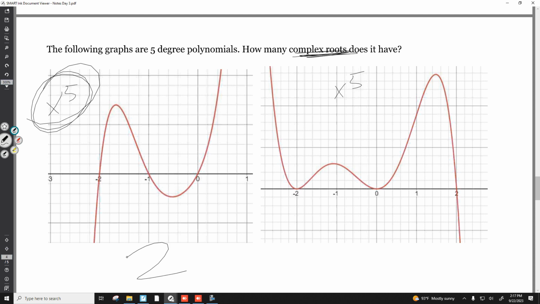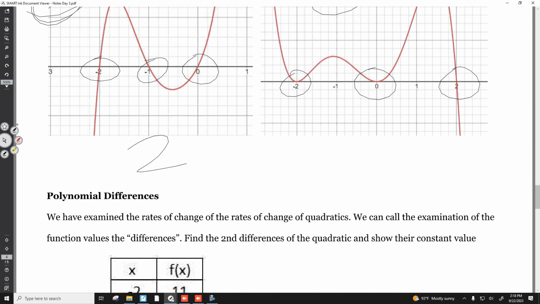You can see 3 real roots. You can see their multiplicities are 1 because we are not slowing down as we pass through. That means you have to have 2 complex roots to give you your x to the 5th. You can see a double root here, a double root here, and a single root here. Oh, that's all 5 of the roots. If this is an x to the 5th polynomial, therefore there is 0 complex roots. Cool?